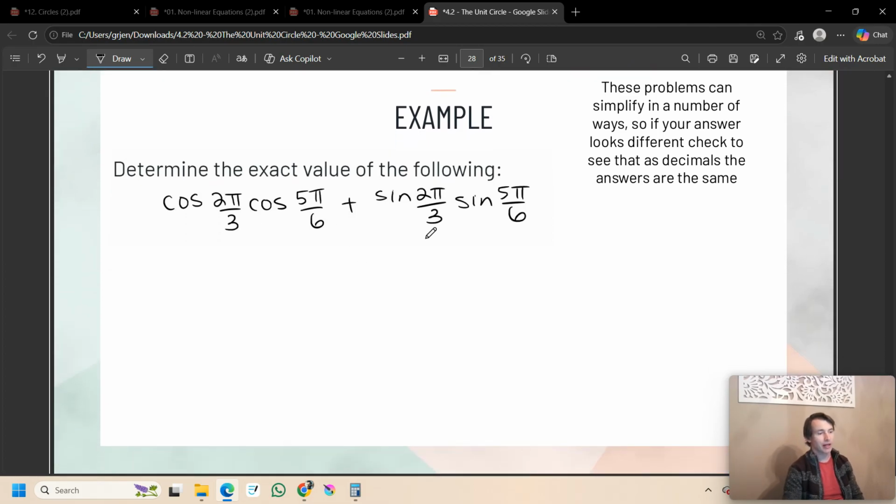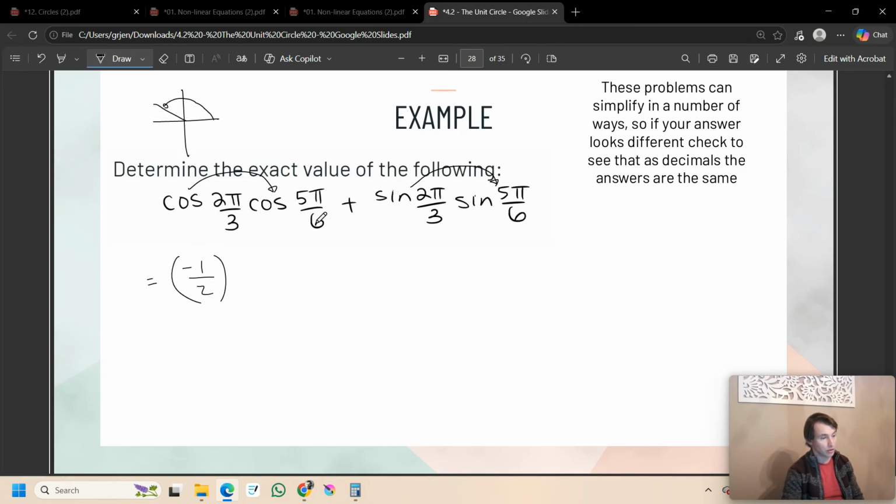Okay, so here, let's do this, folks. Let's do it. So we want to do cosine this times cosine that plus sine this times sine that. All right, cosine, so just work it out. All right, so cosine 2 pi on 3. 2 pi on 3, draw a quick diagram. Pi on 3, 2 pi on 3, so we're at 120 there. Cosine is 1/2 but negative, so this is negative 1 on 2.